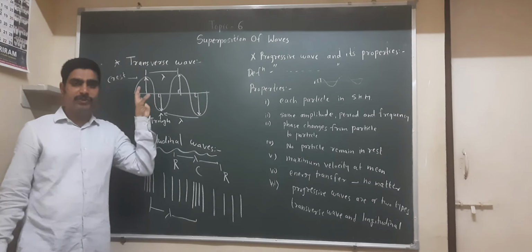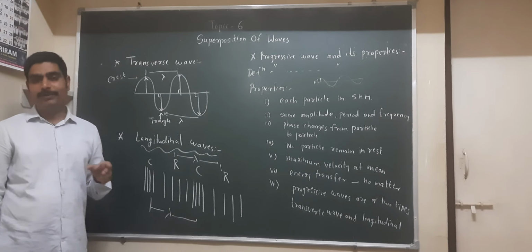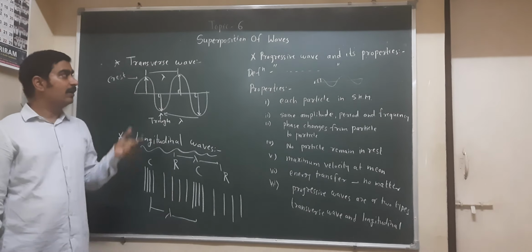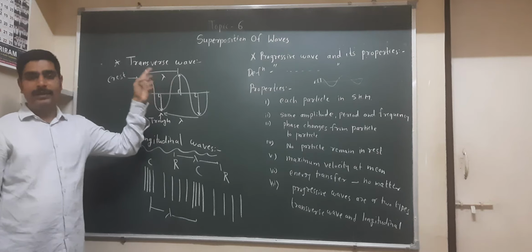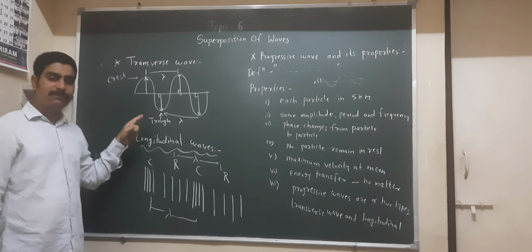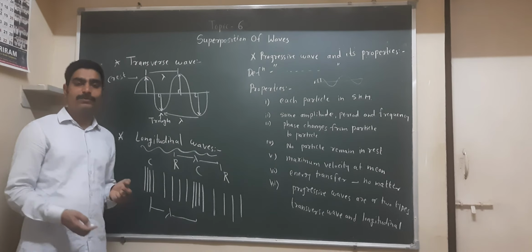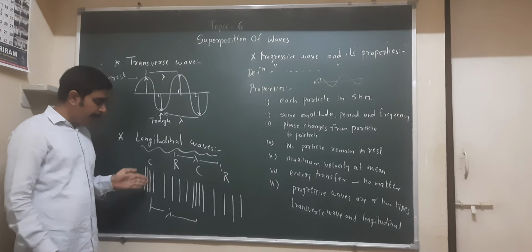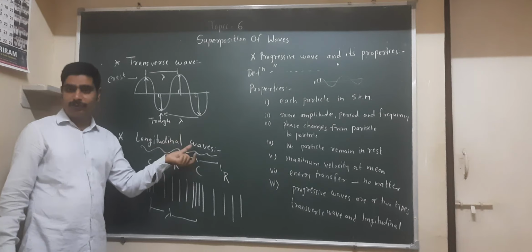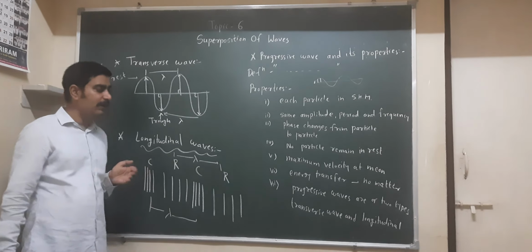Again, I am going to explain in short about transverse and longitudinal waves. The waves in which the particles of the medium vibrate in a direction perpendicular to the propagation of the waves are known as transverse waves. When transverse waves travel through the material medium, formation of crest and trough takes place. Longitudinal waves are the waves in which the particles of the medium vibrate in a direction parallel to the propagation of the waves. In longitudinal waves, formation of compression and rarefaction takes place.